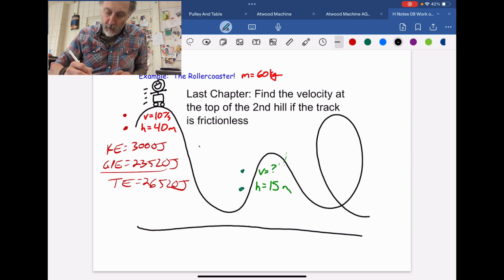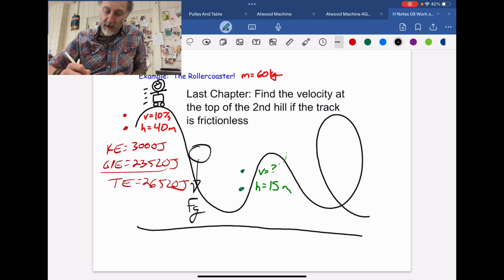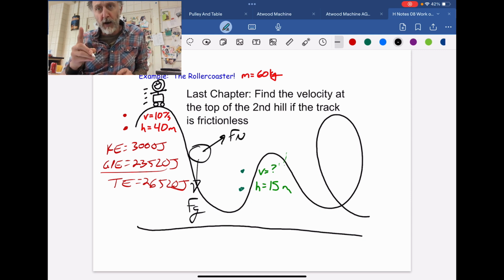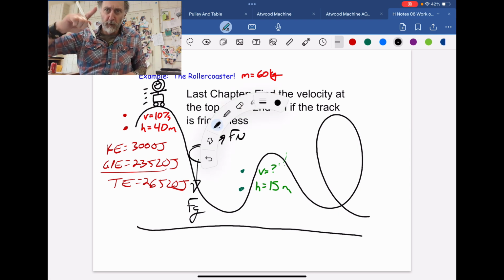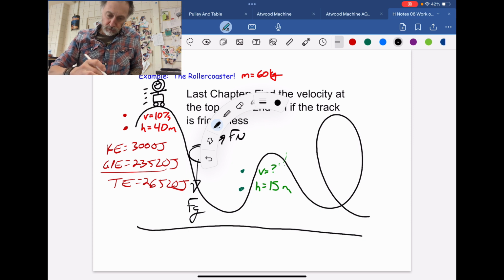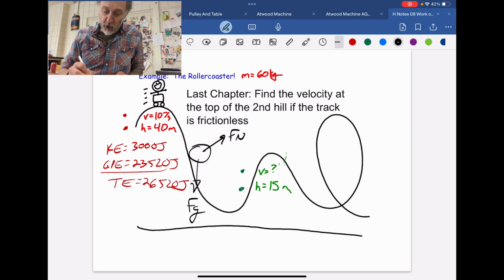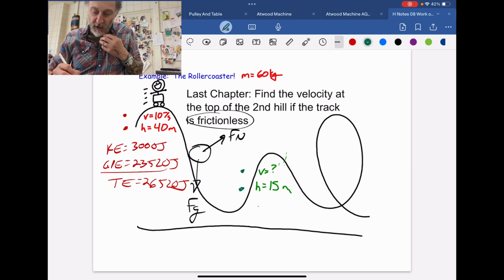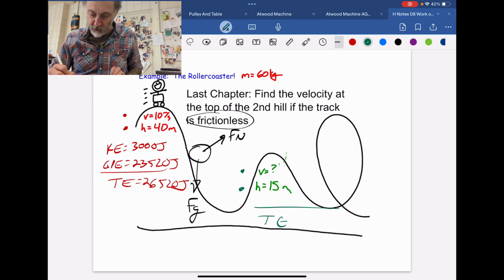What forces are there? Well, there's gravity, which is conservative, so I don't care about that. And there's normal force, which is non-conservative, but it's always perpendicular to the motion, right? And so it doesn't do work. And then there's no friction, so that's it, right? So since no non-conservative forces do work, that means our total energy is constant. So when I get to the second hill, my total energy is still going to be 26,520 joules.